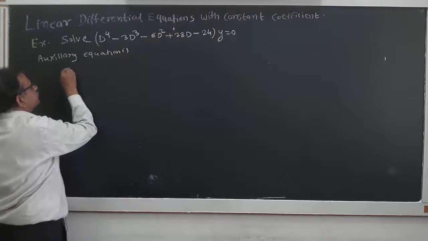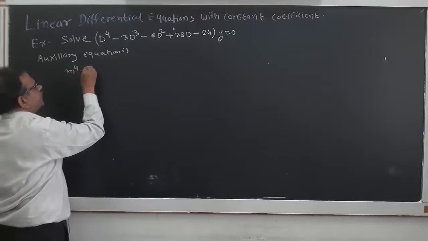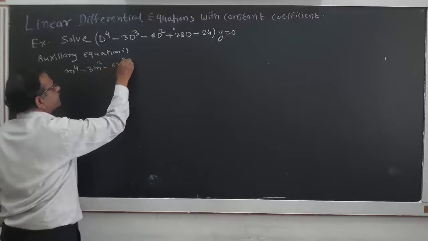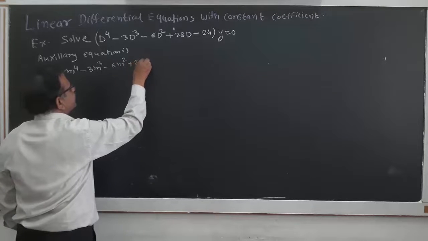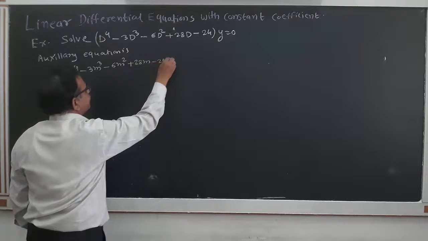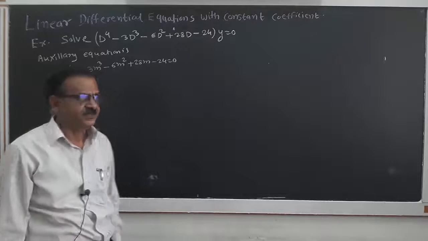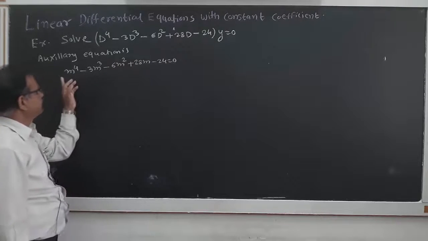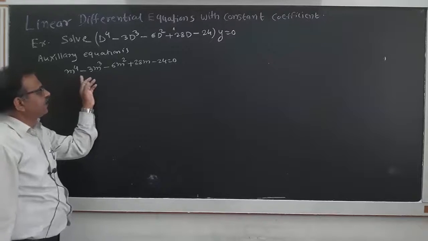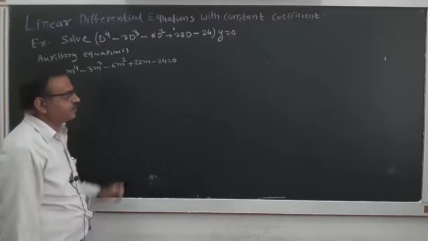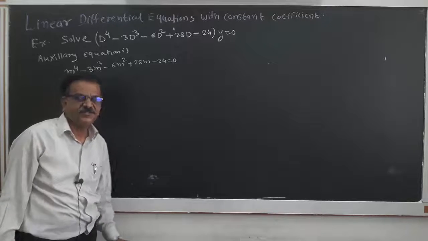m⁴ − 3m³ − 6m² + 28m − 24 = 0. We have to find out the roots of this equation. For that purpose, we shall add all the coefficients. They are not 0. Therefore, m = 1 is not a root of this equation.